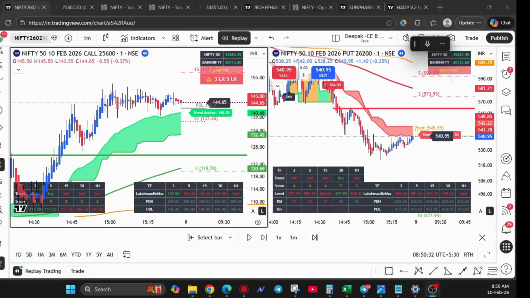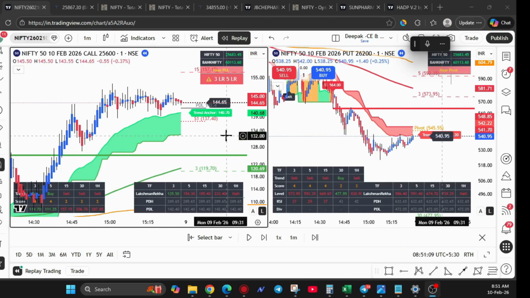Good morning. Welcome to the session on the updated HADP indicator. In this session, we will see how we use this indicator for trading. Very important one: the first point is we have two sides, call and put charts, loaded. That is most important because this setup purely works on confirmation on the other side. I'll tell you why it is so.